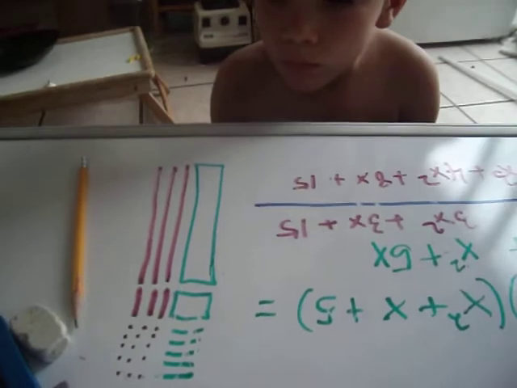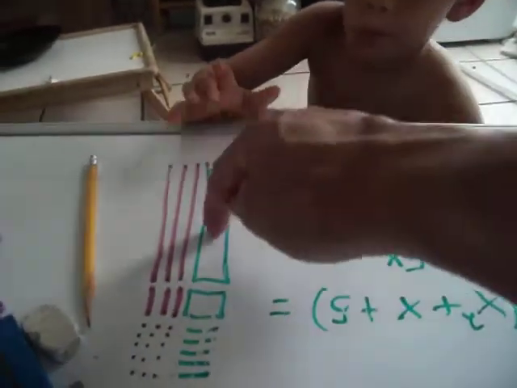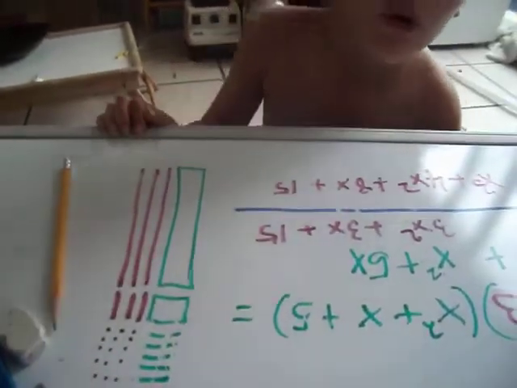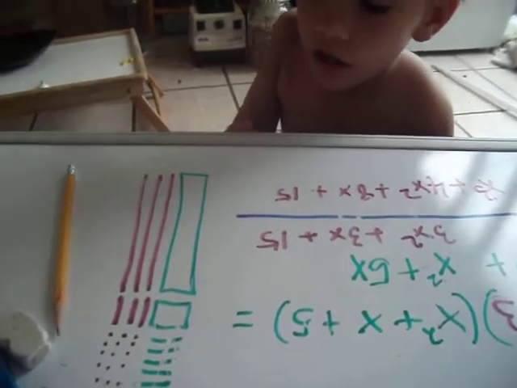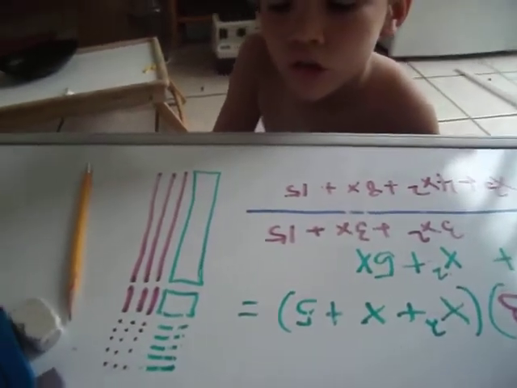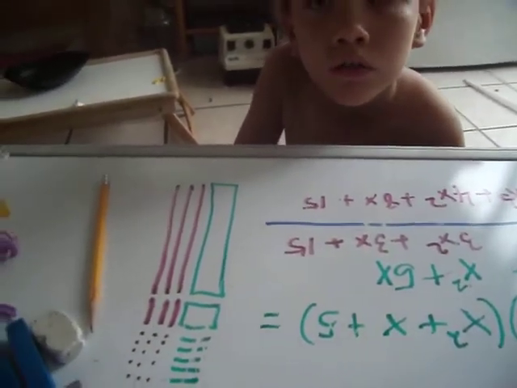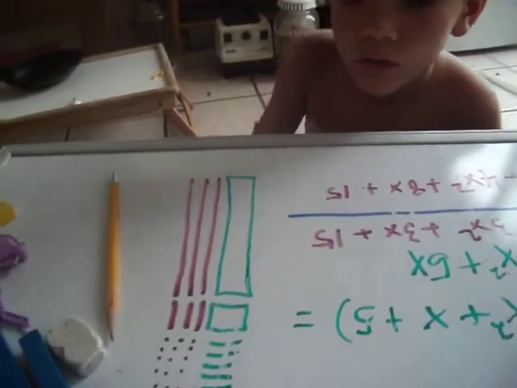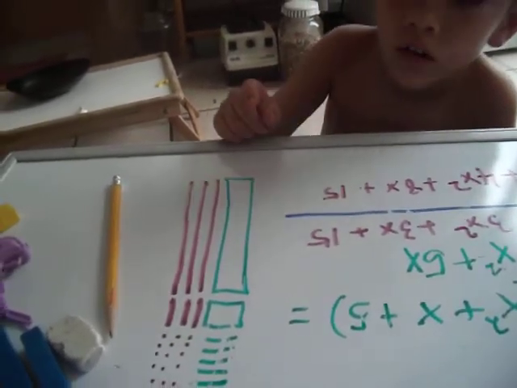Start with the biggest one. What's this called? It has a name. X to the third, say it. X to the third. Alright, how many of them? 1. Alright, count me the x squared, the pictures of x squared. 1. Show me how many are x squared.